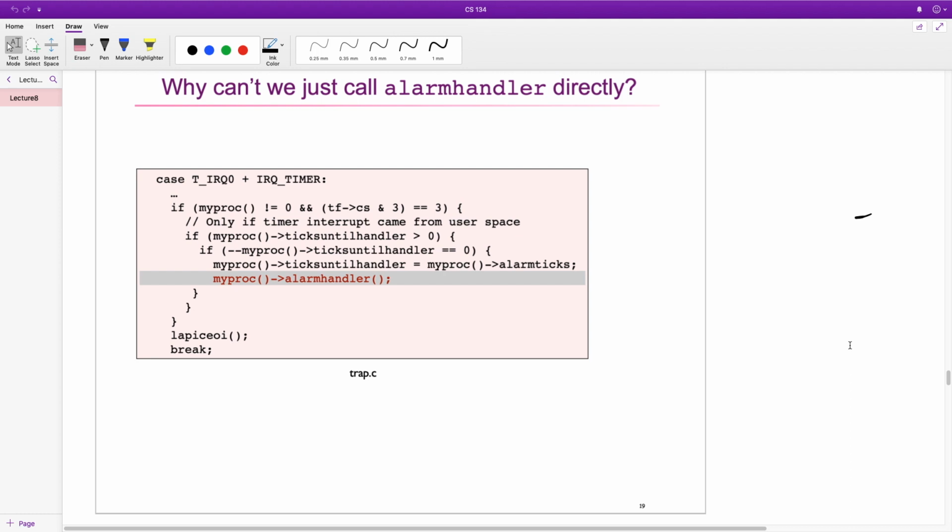What's the problem with that, Sarah? I mean, we're still in kernel mode. We're still in kernel mode, and we're executing user instructions. This is a bad security hole, right? We've got another problem.